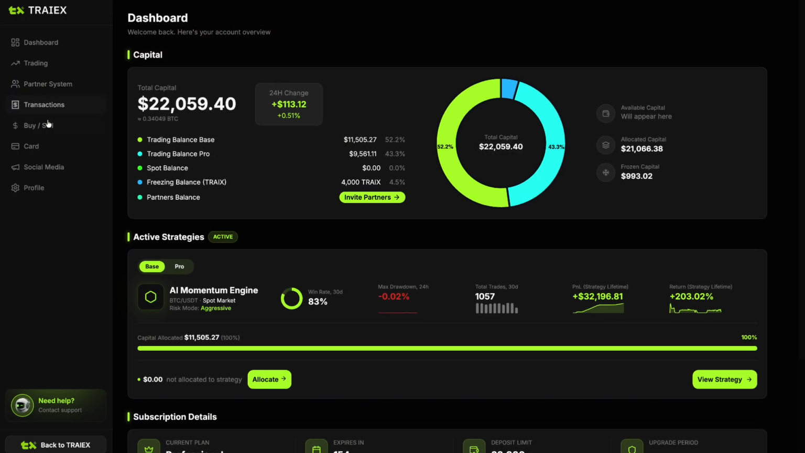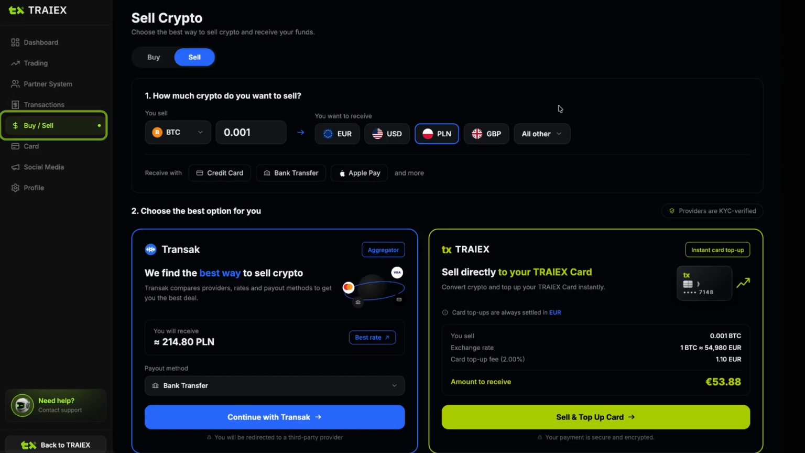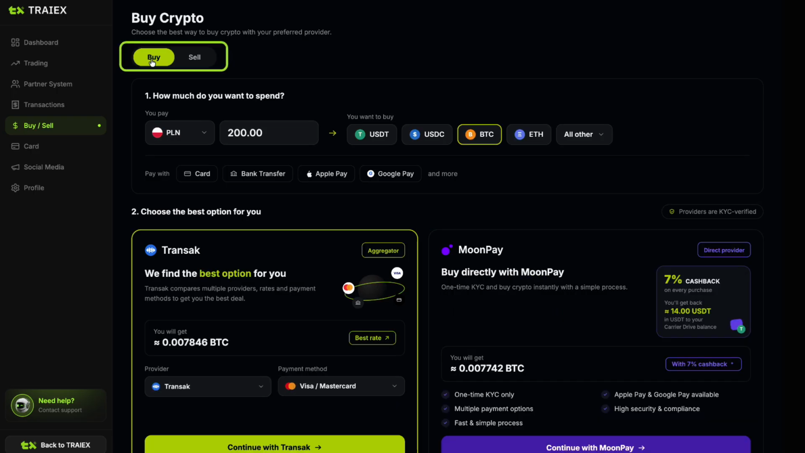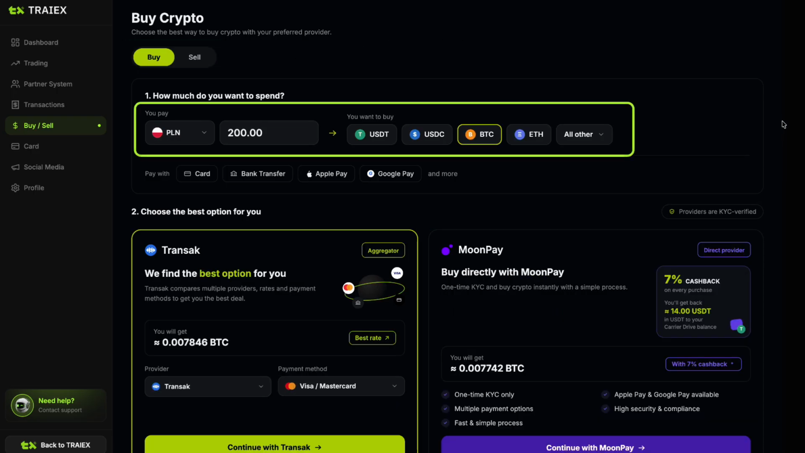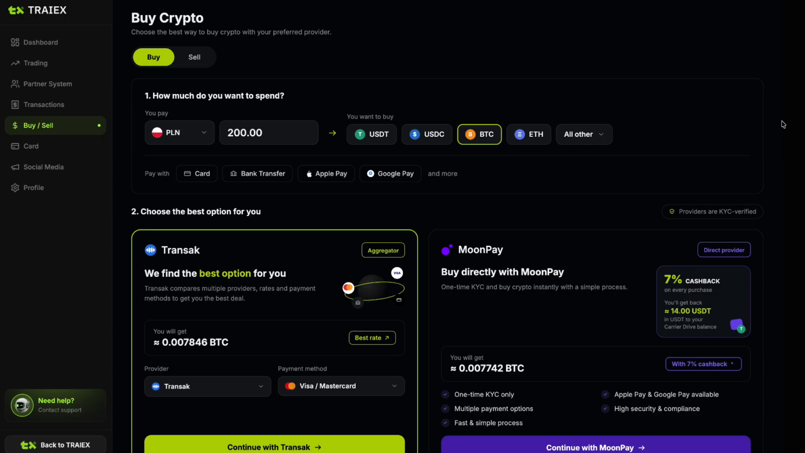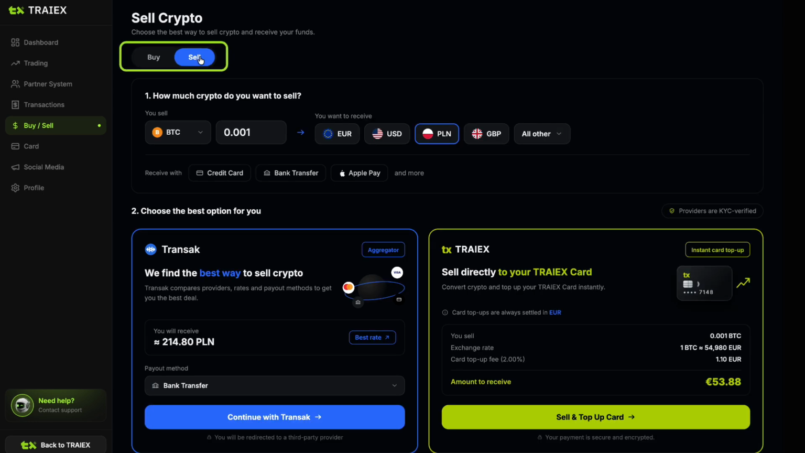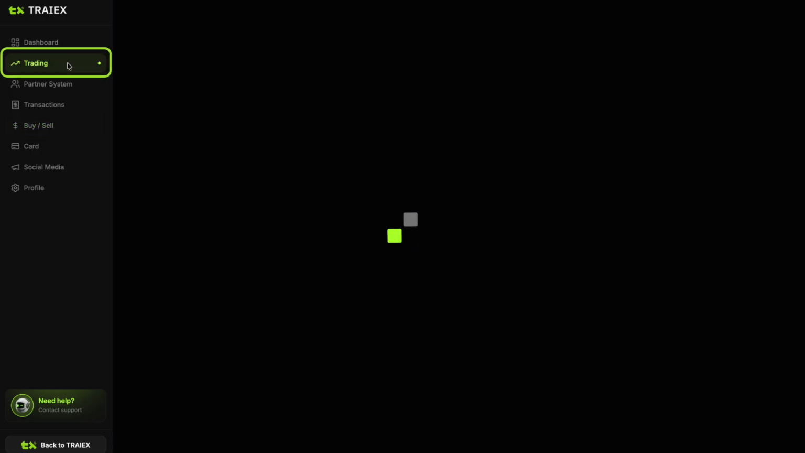The buy and sell section is the entry point into the ecosystem. You choose the amount and the asset: USDT, Bitcoin, Ethereum. Payment by card, bank transfer, Apple Pay, or Google Pay. Two routes. An aggregator finds the best rate, or a direct provider with cashback. Selling works the same way in reverse, an aggregator or directly to your TRAIEX card with an instant top-up. The rate on screen already includes all fees, so you see the final amount before you confirm. Money moves in both directions. Now we move to the trading section.